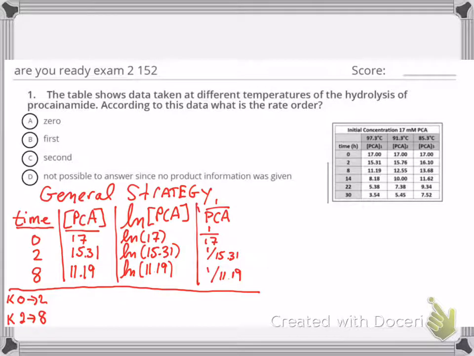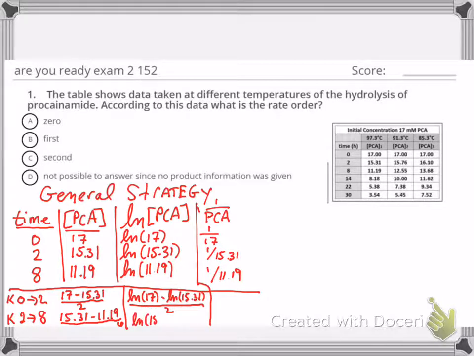When we see the same value occurring between two different time intervals, then we'll know that that's the order in question. So let's take a look. We do this for the concentration, and we do that for the ln. So the ln of 17 minus ln of 15.31 divided by 2. And we do the same thing for the time point 8.